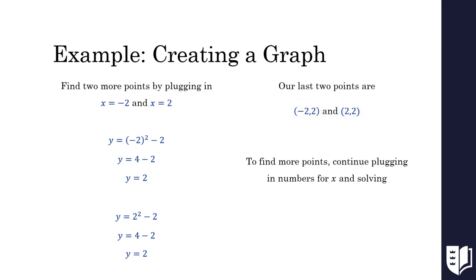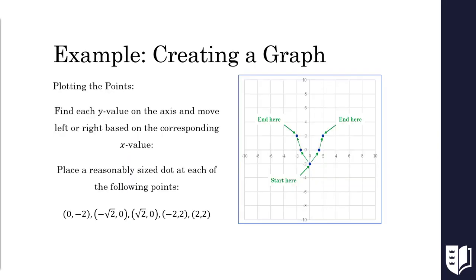We could keep finding more points by replacing x with more numbers, but these should be sufficient. Now that we know our points, we need to plot them on the graph. Let's plot our points from smallest to greatest y value for this graph. First, we need to find -2 on our y-axis. We place our point here because our x value is 0.